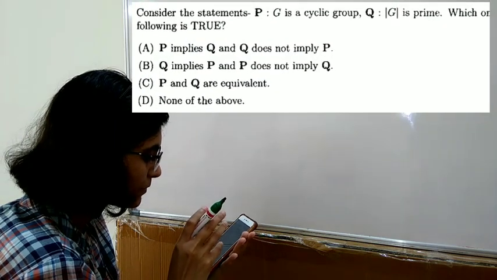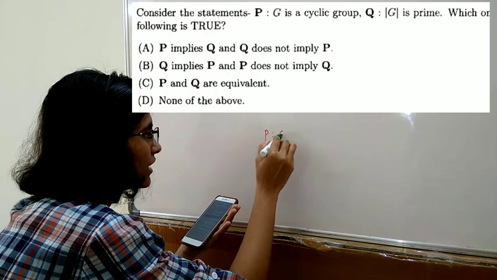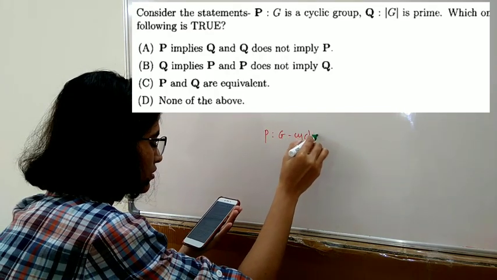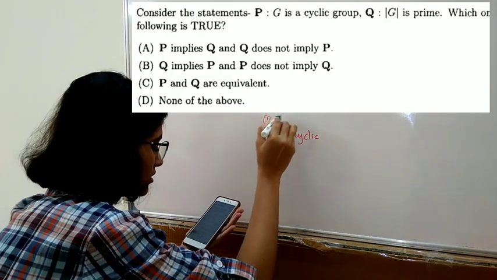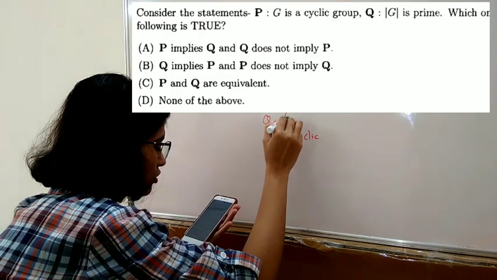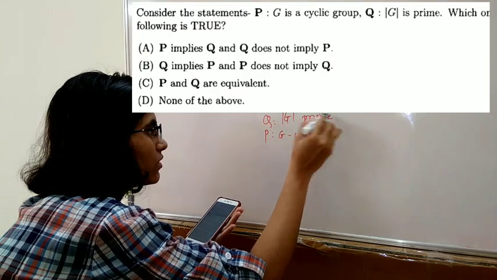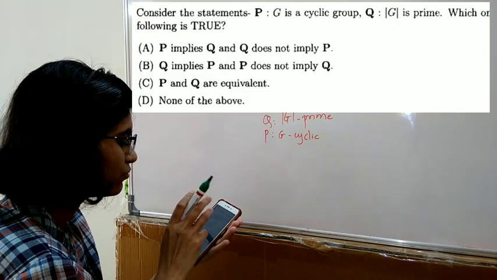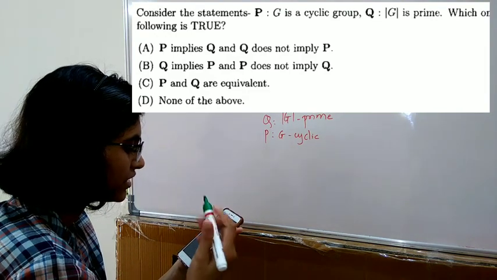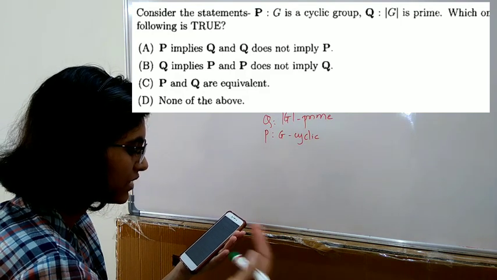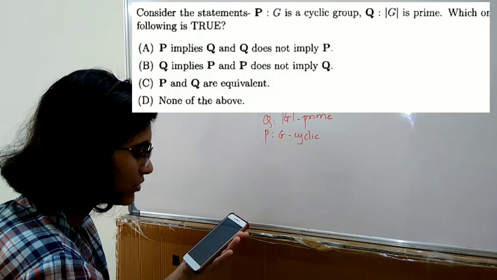If P is a statement such that G is a cyclic group and Q is a statement that the order of G is prime, then we have four options: P implies Q and Q implies P; Q implies P and P does not imply Q; P and Q are equivalent; and none of the above.